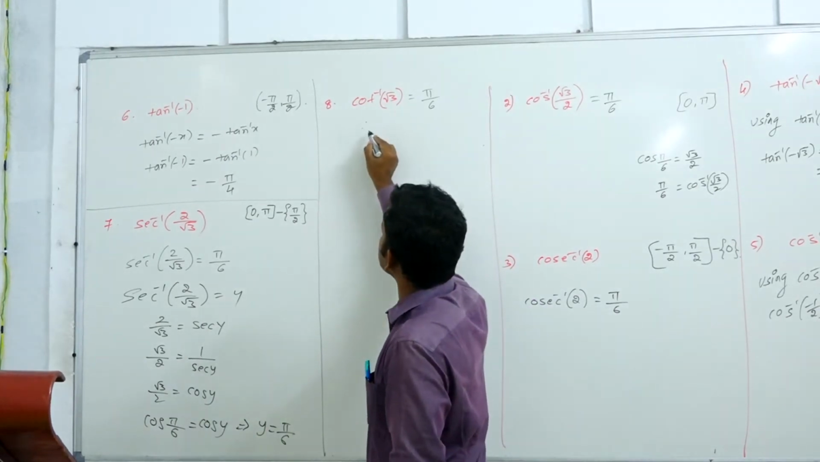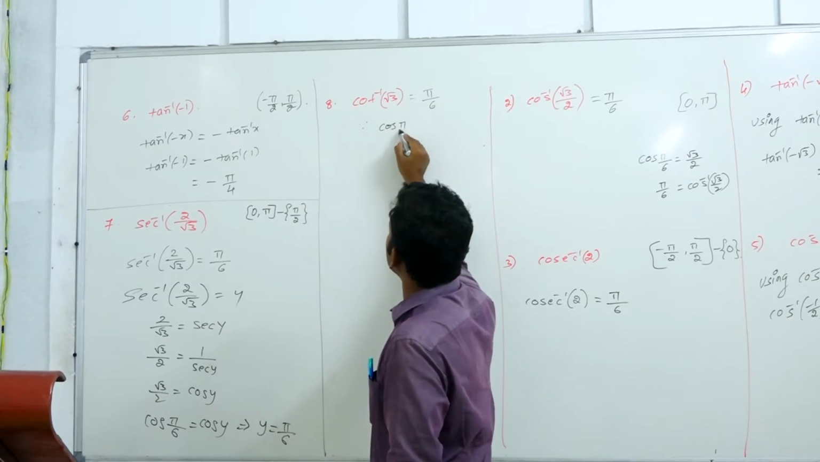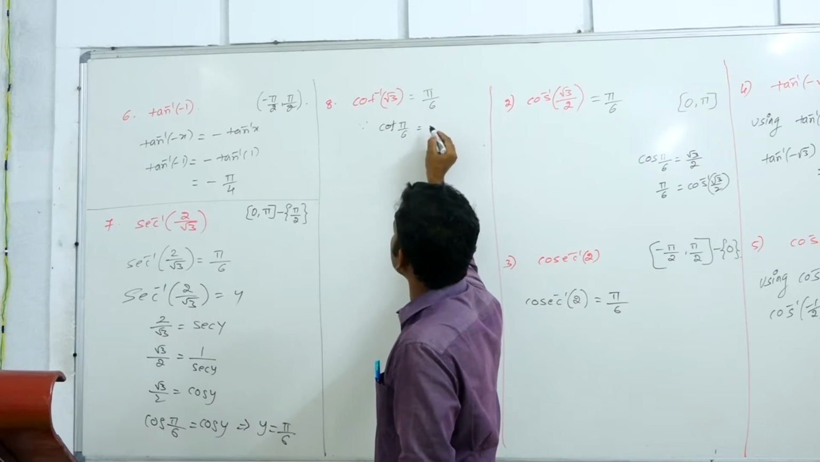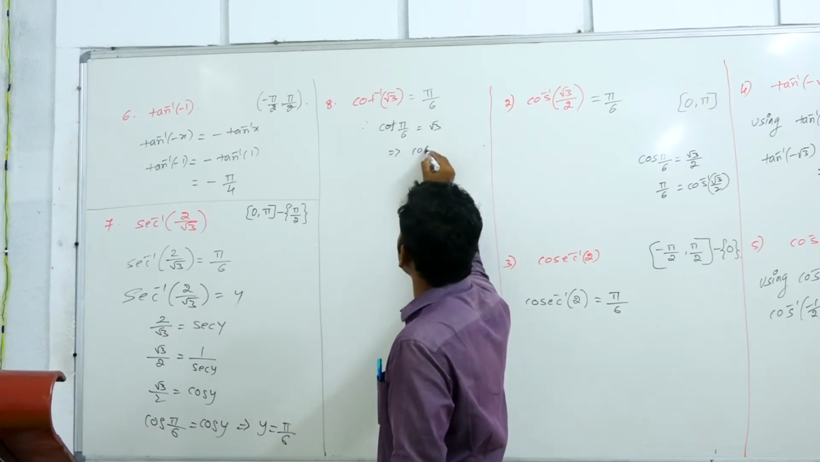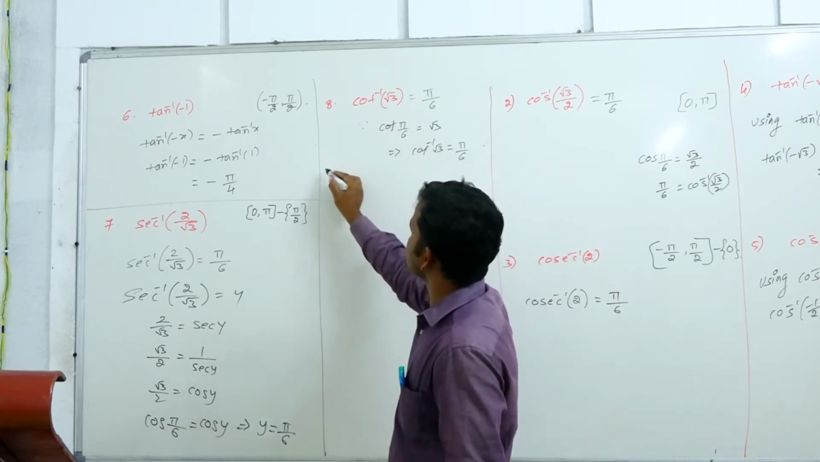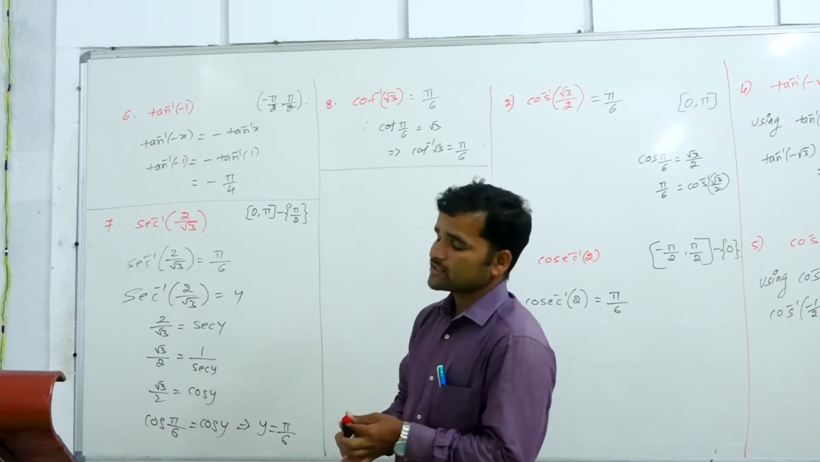Here we are writing it because cot 30 degree, cot pi by 6 is equal to root 3. This implies cot inverse of root 3 is equal to pi by 6. Fine. That is about question number 8.